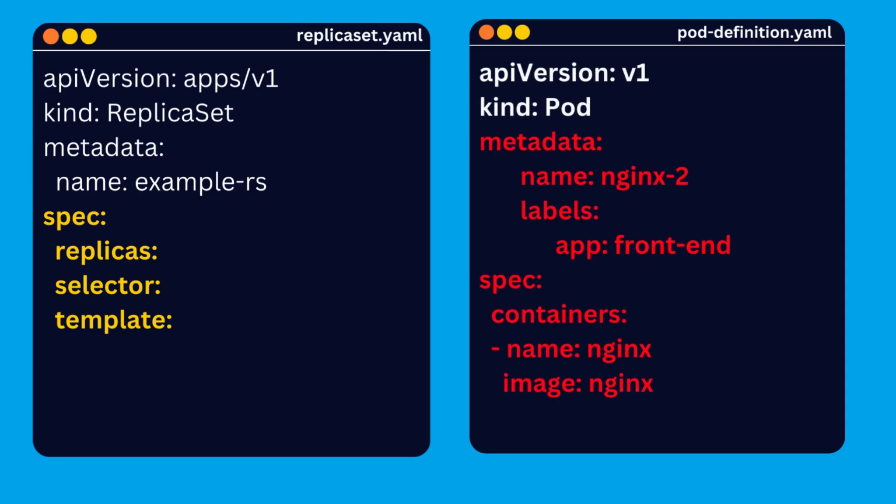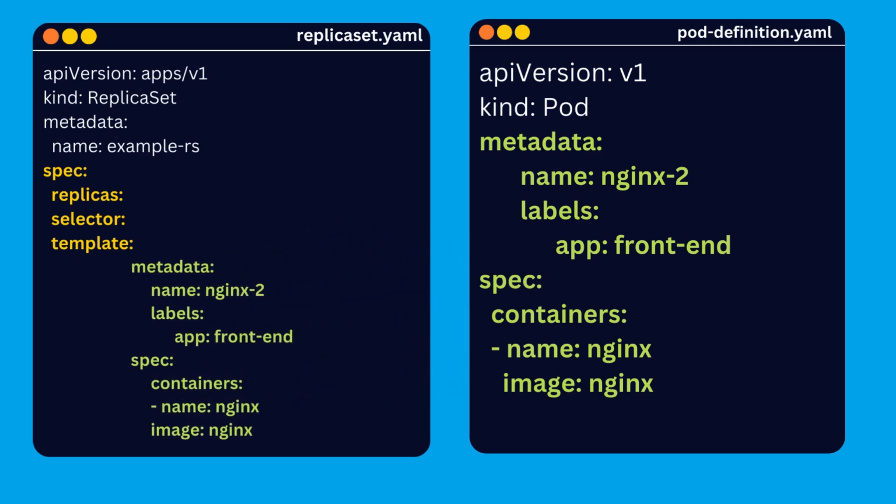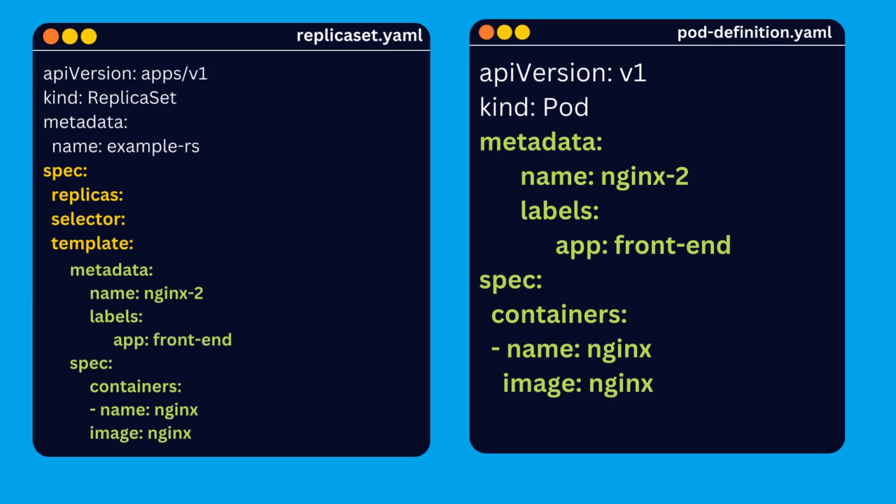Okay, so in the template part, we define the pod definition as we did while creating a pod. So I'm going to copy contents over from the pod definition file. So everything under the metadata and spec of the pod is copied. For now, let's not get into details of this, but we'll see in detail in a later part of this video.